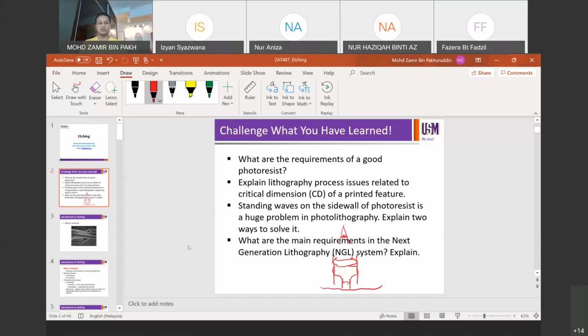Finally, what are the main requirements in the next generation lithography system, or you can phrase it as advanced lithography system? What are you looking for in the advanced lithography system? The final part of yesterday's topic.